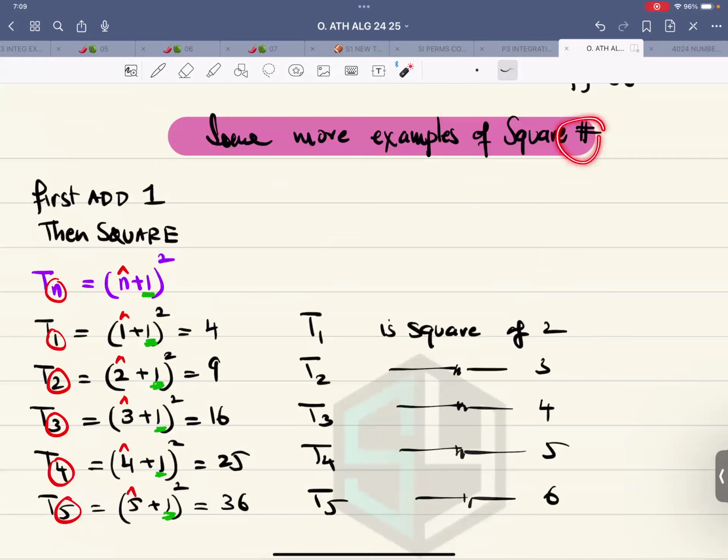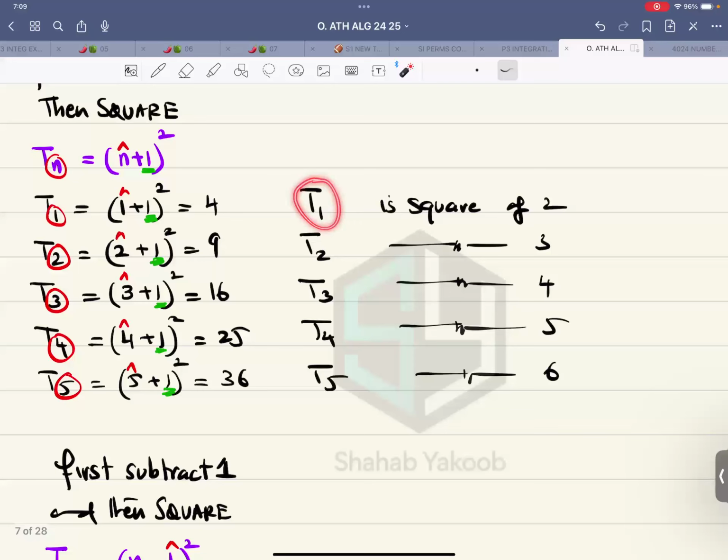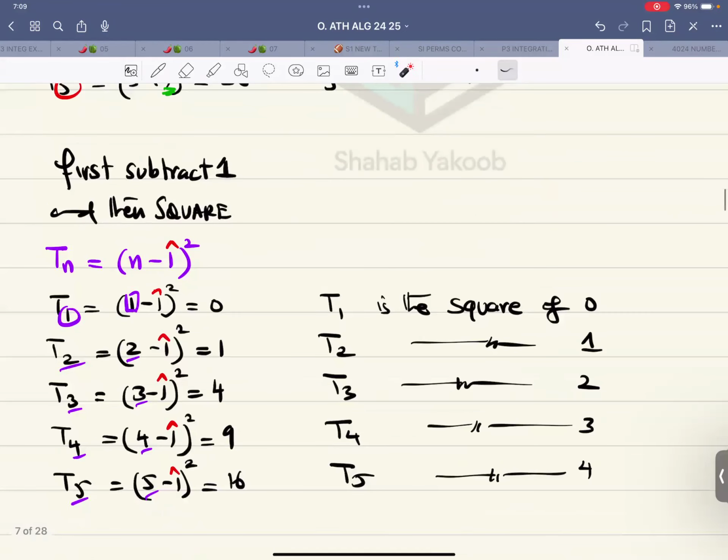Some more examples of square numbers, first add 1, then square. N plus 1 whole square, 1 plus 1 whole square, 2 plus 1 whole square, and so on. So basically, T1 is the square of 2. It's not the square of 1, it's the square of 2. T2 is the square of 3. Similarly, first subtract 1 and then square. Subtract 1 and then square.